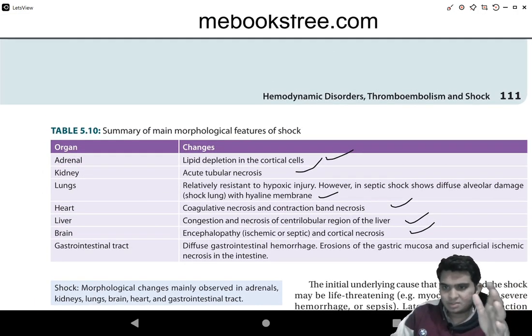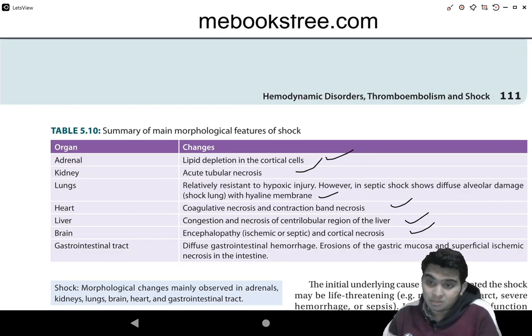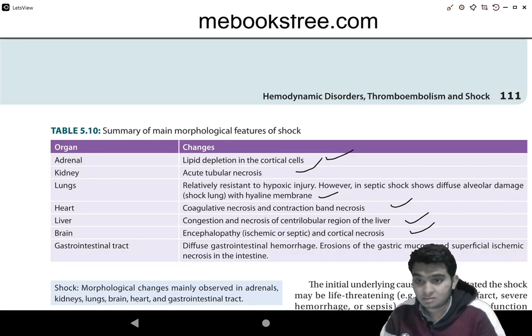If you understand the concepts of inflammation and basic general pathology, then you can understand this morphology, and it is easier to memorize all this.